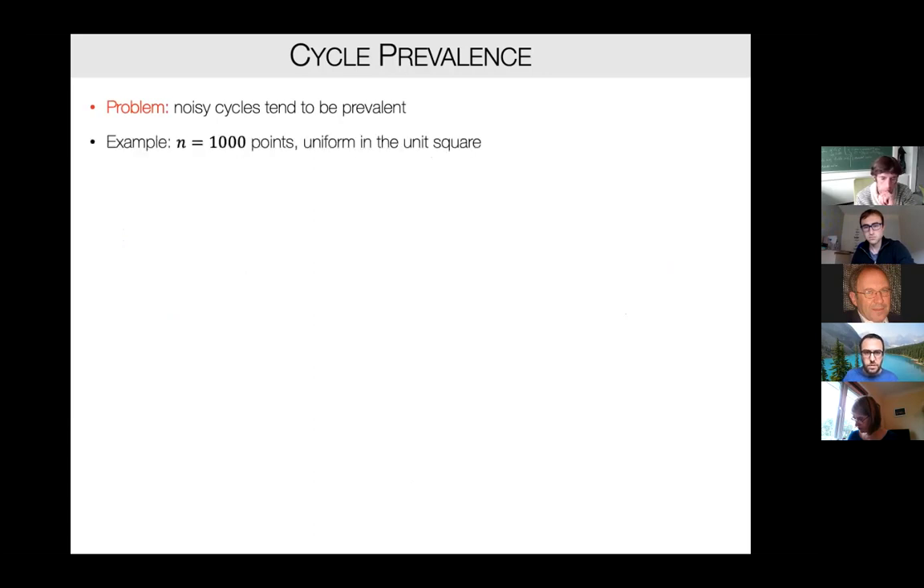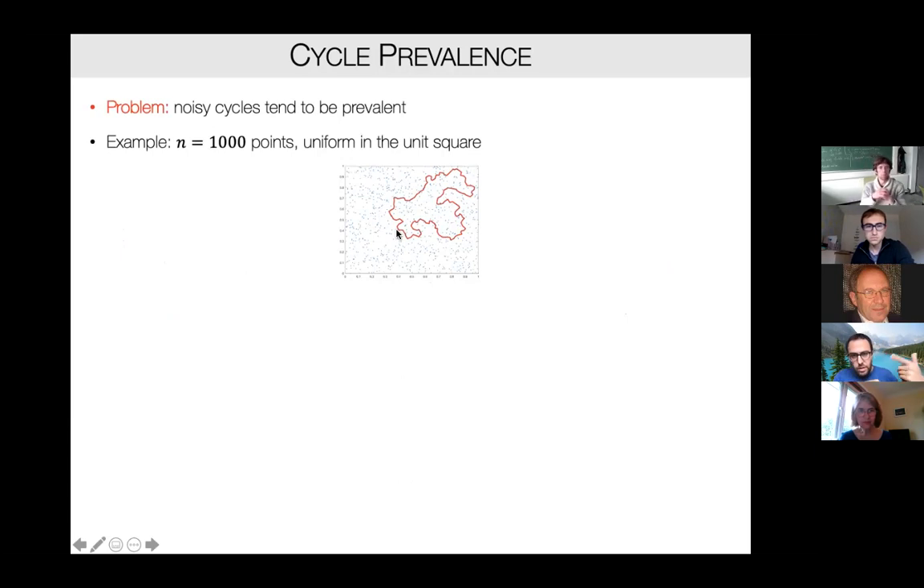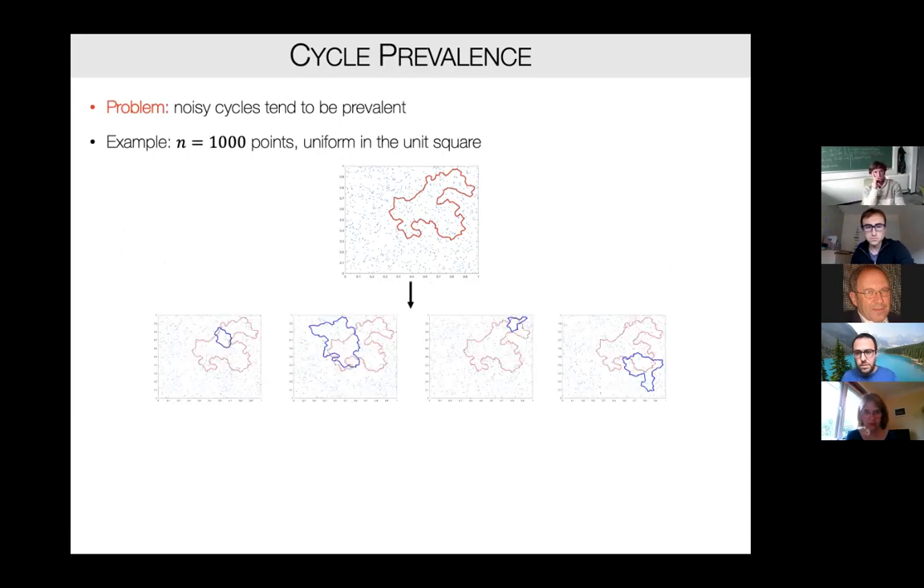And as I said before, the first thing I want to show is that this doesn't work as great as we hoped it would. The main problem we observed is that when you just have noise, when you have a sample with no cycles in it, you're going to have a lot of prevalent cycles. For example, here we took 1,000 points in the unit square, and this red cycle was found. We did this whole subsampling thing, generating many subsamples. And it turns out that the way we do it, in many of the subsamples we find this blue cycle that is a match to the red one.